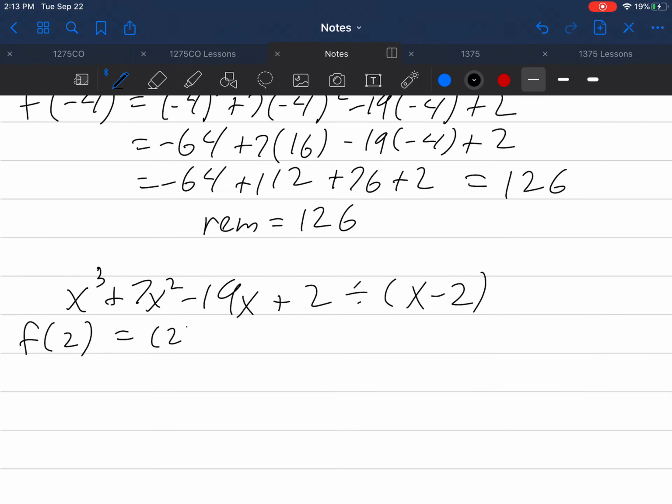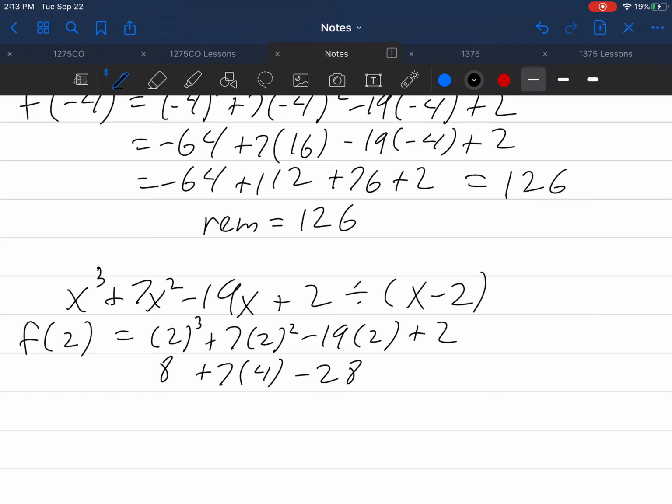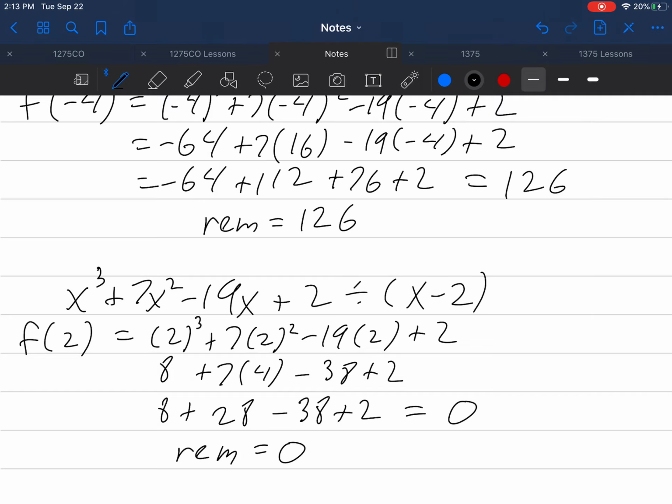So that's going to be 2 raised to the third power plus 7 times 2 squared minus 19 times 2 plus 2. That's 8 plus 7 times 4, which is 28, minus 38 plus 2. I did the multiplication too soon, but it was outside of exponents, so it's fine. We add these up and we get a remainder of 0. So the remainder here equals 0.